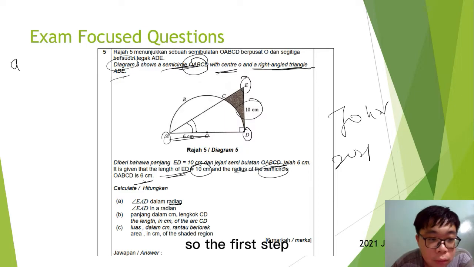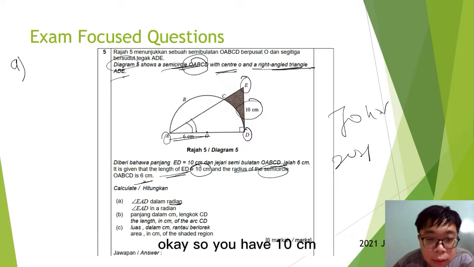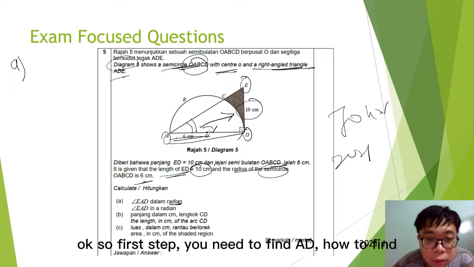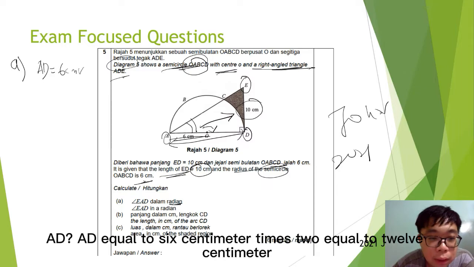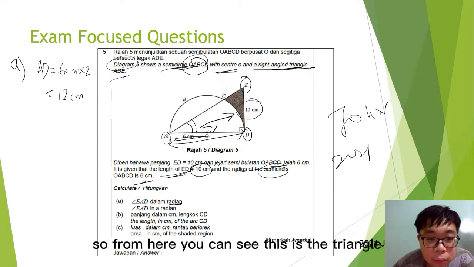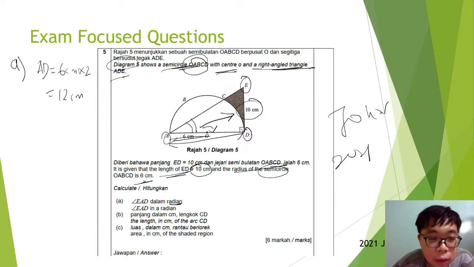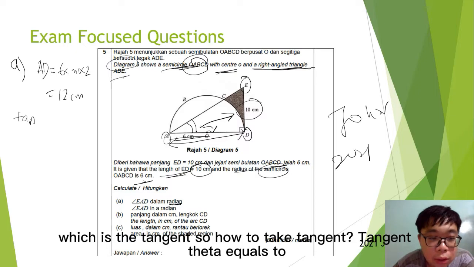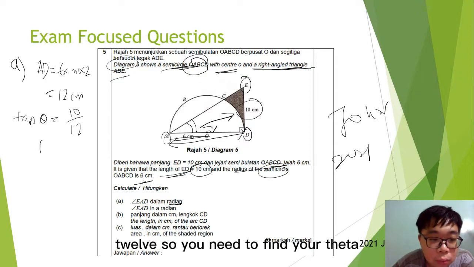Okay, so the first step. When the first step, you must see this triangle. If you cannot see this triangle, make it bigger. Okay, so you have 10 centimeter and you have this one. How much is it? Okay, so first step, you need to find AD. How to find AD? AD equal to 6 centimeter times 2 equal to 12 centimeter. So this is also the same as the diameter. So from here you can see this is a triangle. So the second step we need to use the tangent. So how to get tangent? Tangent theta equal to 10 over 12. So you need to find your theta.